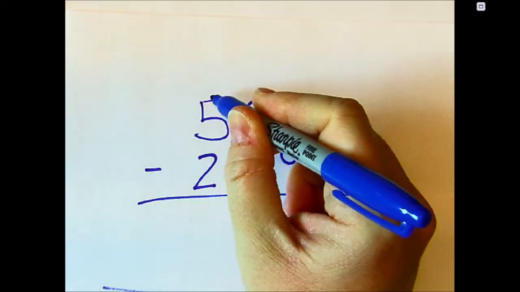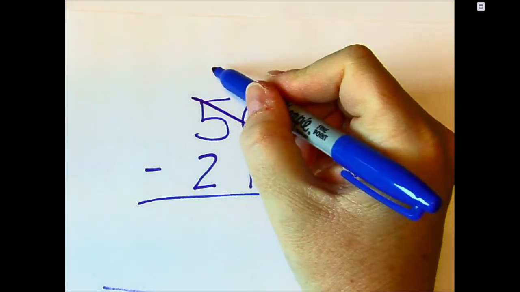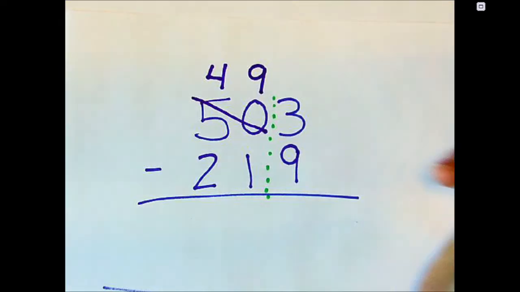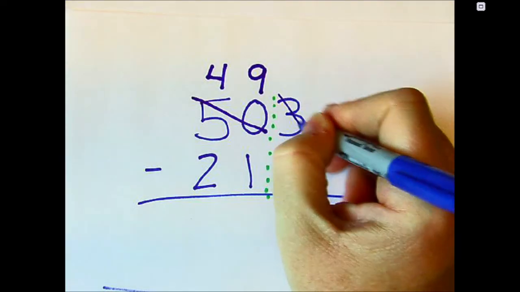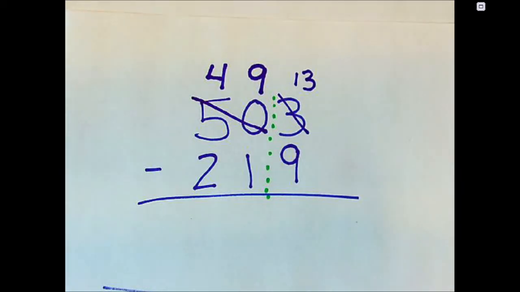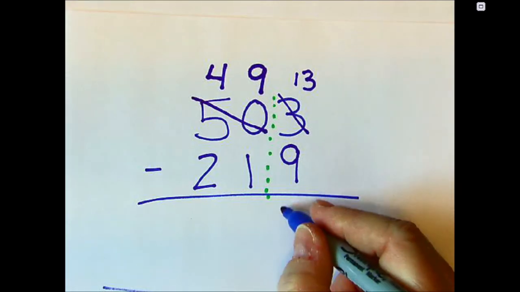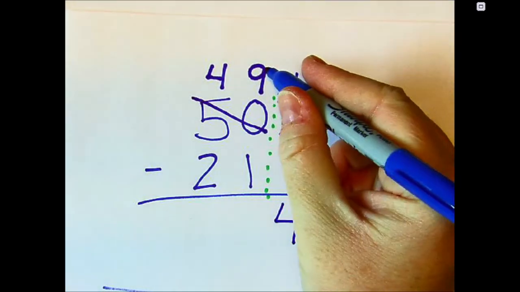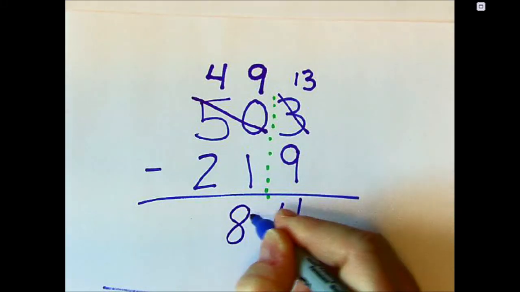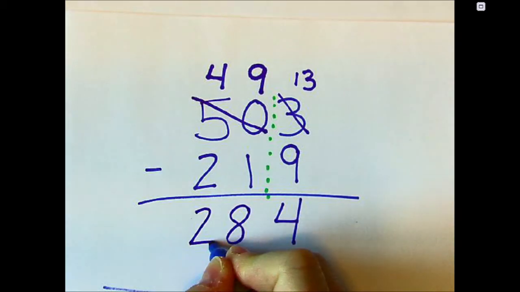In order to have enough to subtract 9, I'm going to go over and take 1 away from the 50 tens that I have, and what I'm left with is 49 tens. Then I'll take that 10 that I decomposed and turn it into 13 ones. Now I can go ahead and subtract the ones, giving me 4 ones, the tens, giving me 8 tens, and finally the hundreds, leaving me with 2 hundreds.